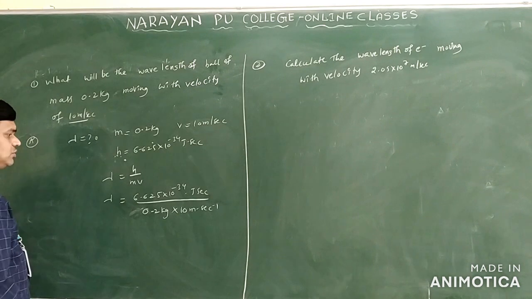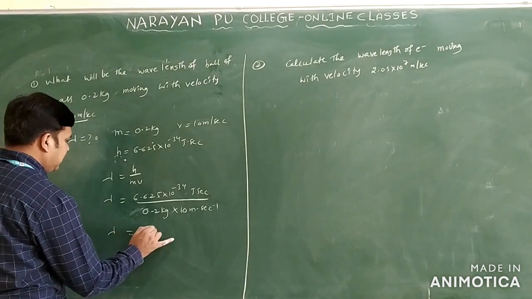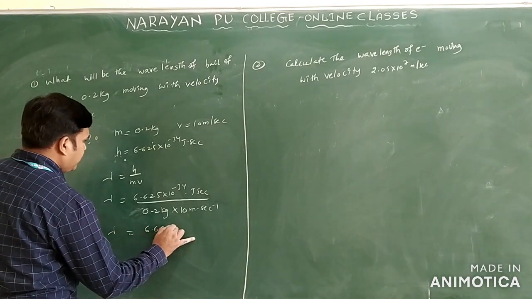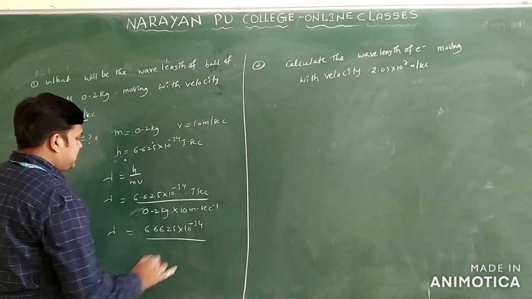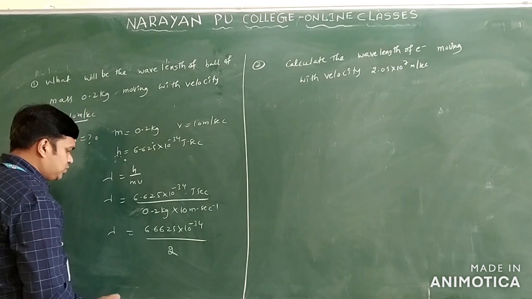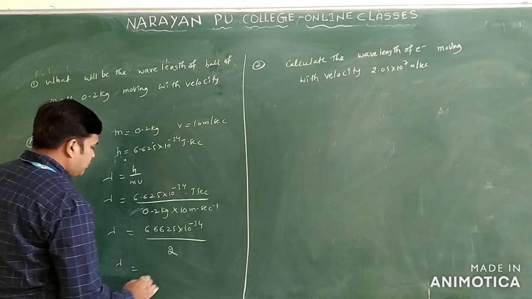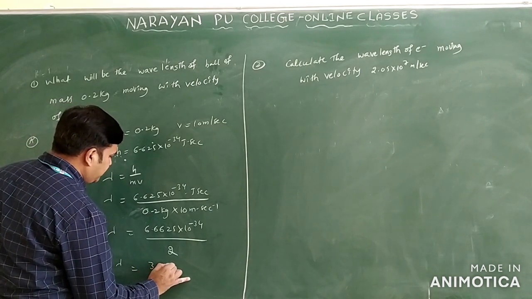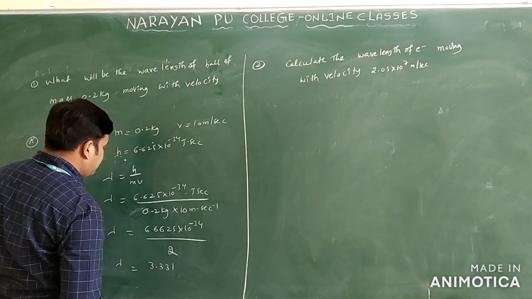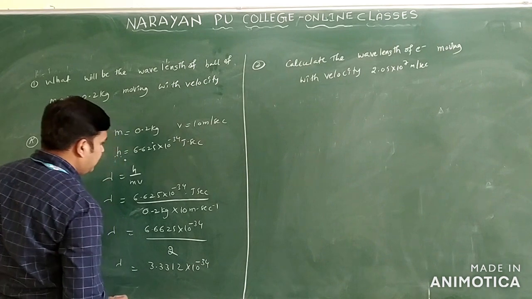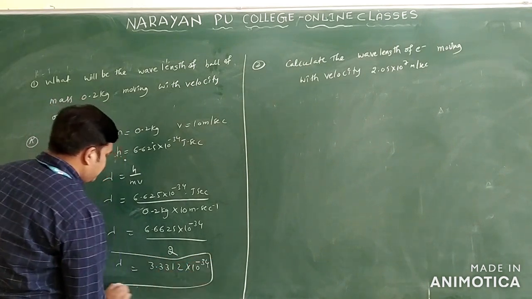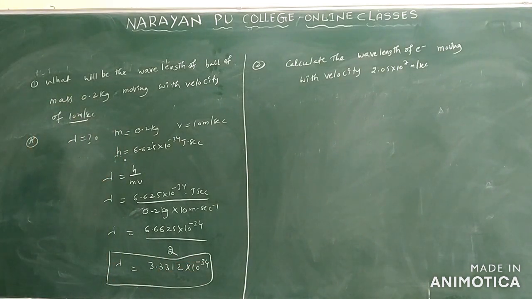Now we have to do the calculation part. Lambda is equal to 6.625 into 10 power minus 34 by 10 into 0.2, which is 2. So lambda is equal to 3.33 into 10 power minus 34. This is the wavelength.